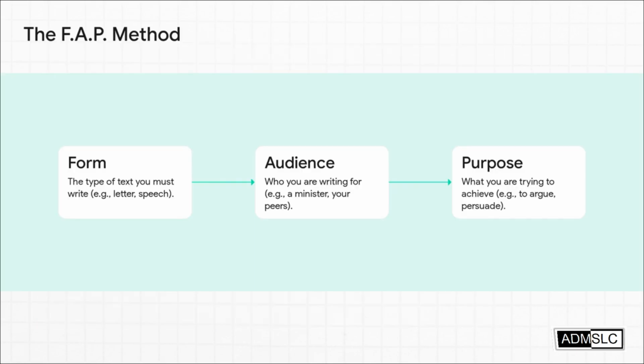So how do you actually do this when you're in an exam and the clock is ticking? Simple. You remember FAP: form, audience, and purpose. This is your pre-writing checklist. You absolutely must think about the form you're asked to write in, the audience you're writing for, and the purpose you're trying to achieve, whether it's to argue, persuade or advise. Planning for all three is completely non-negotiable.